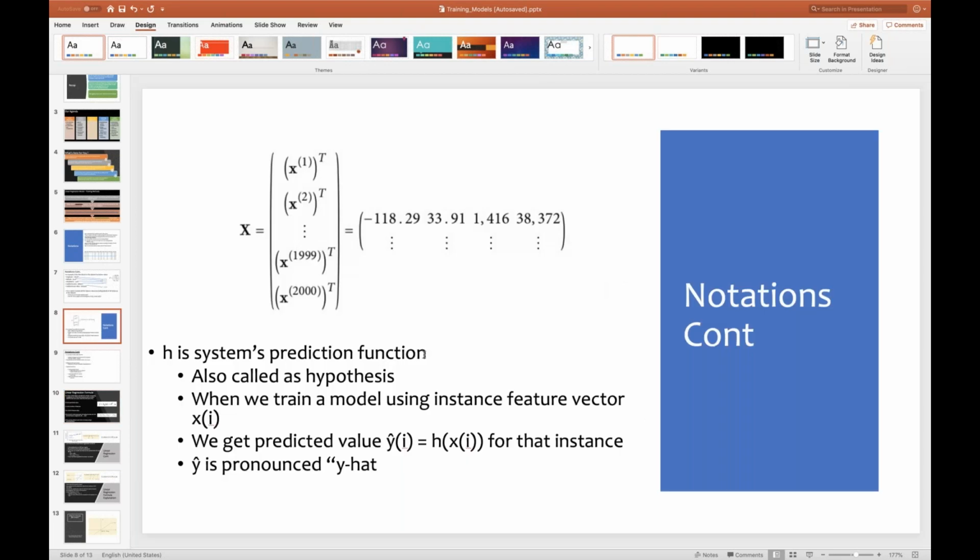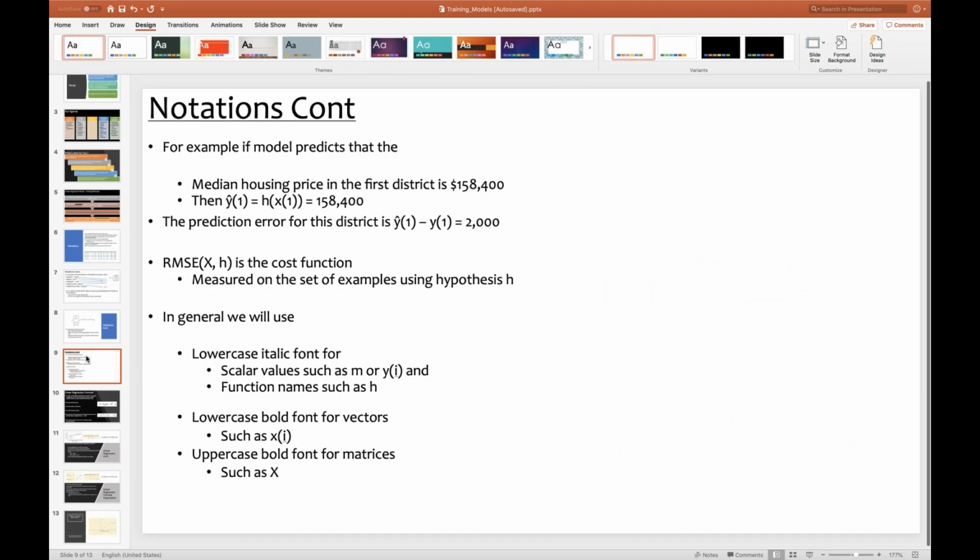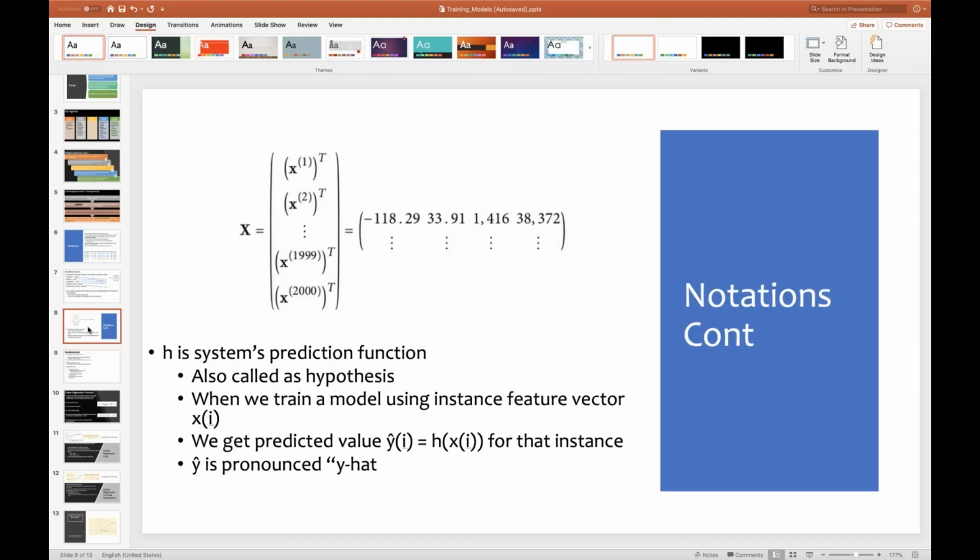Now, h is the system's prediction function. So we are talking about linear regression. Linear regression will have a hypothesis function that is called h. So h is the system's prediction function. This is also called the hypothesis.